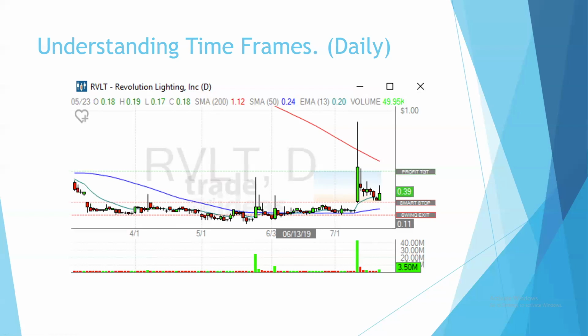I always say, it's in your genes. It's your DNA, right? If grandpa RVLT right here spikes and gives it all back, what do you think your dad is going to do? Spike and give it all back. And what do you think you're going to do? Spike and give it all back, right?